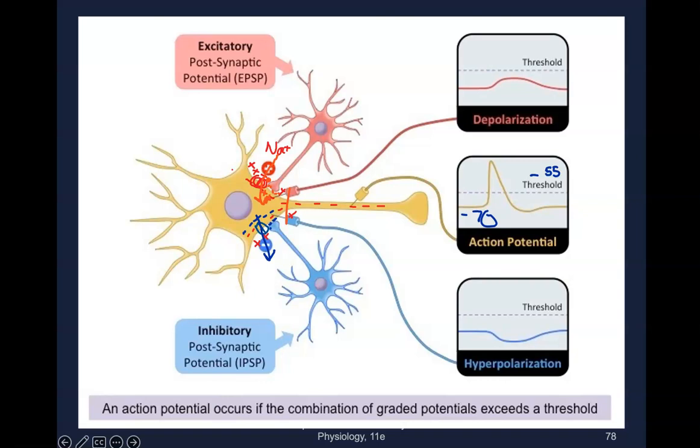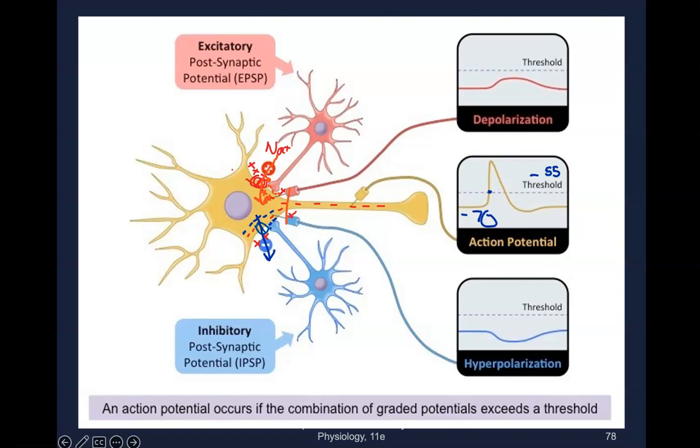So if we get more depolarization than hyperpolarization, meaning more positively charged sodium ions coming in, bringing us closer to threshold, and eventually we change that membrane potential so much that we hit this negative 55 millivolt point right here, at the trigger zone, then an action potential will be triggered, okay?